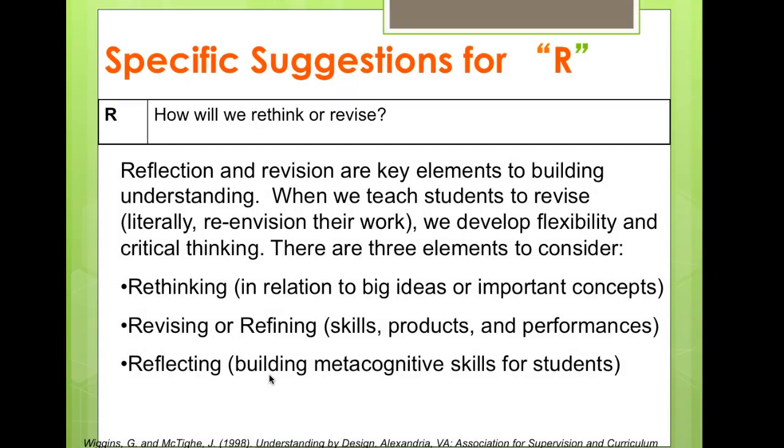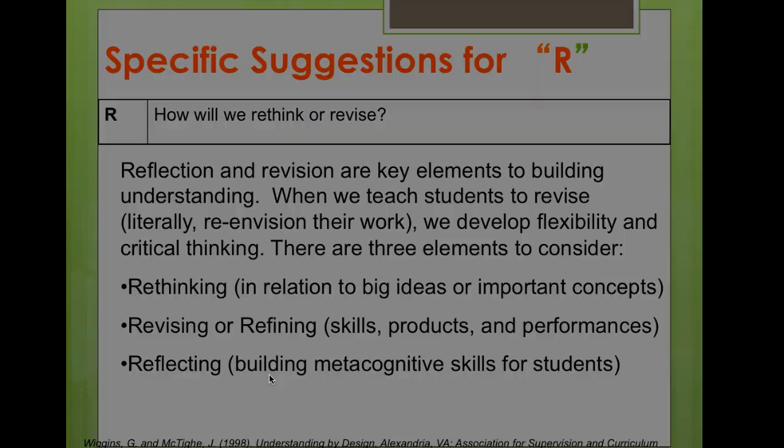How will we rethink or revise? It's hard to say fast. Reflection and revision are key elements to building understanding. When we teach students to revise, literally re-envision their work, we develop flexibility and critical thinking. There are 3 elements to consider. Rethinking in relation to big ideas or important concepts.